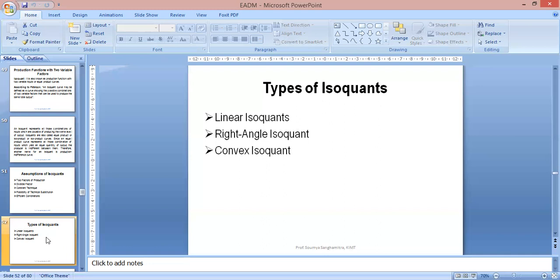And here the isoquants are straight lines. Then right-angled isoquants. Here there is a complete non-substitutability between inputs, or we can say strict complementarity. For example, exactly two wheels and one frame are required to produce a bicycle, and in no way can wheels be a substitute for frame or vice versa.